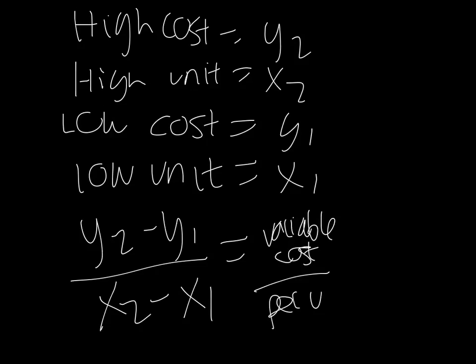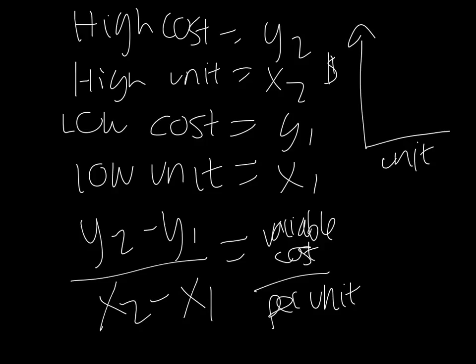If you think about it in a graph, with cost in money versus units, you have x1, y1 as the low point, and then you have x2, y2.